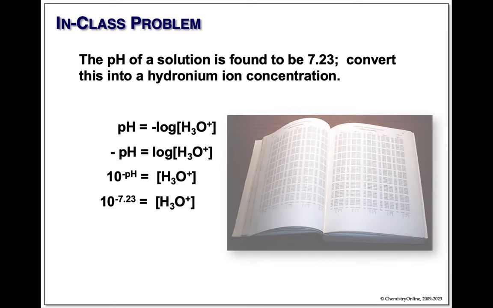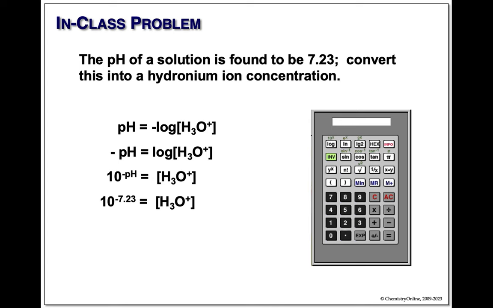Now, we simply punch it in. So, if you want to play along, take your calculator, type in minus 7.23. Then, figure out how to do 10 to the x. On my calculator, it's the green button and then 10 to the x. And by George, look what I got. 5.89 times 10 to the minus 8. That's the hydronium ion concentration.